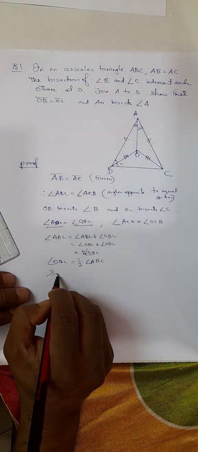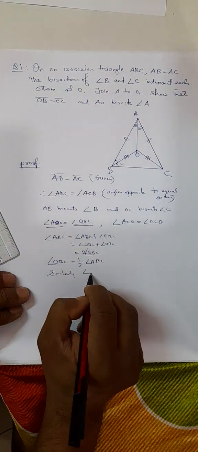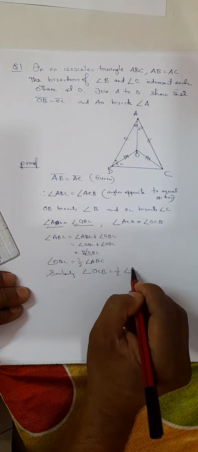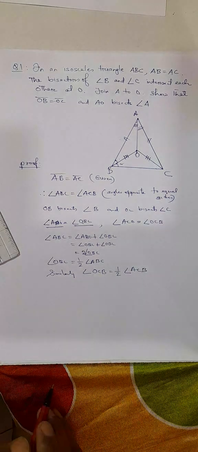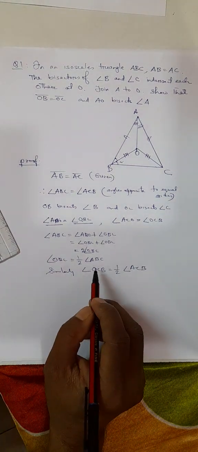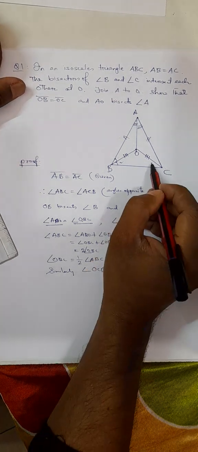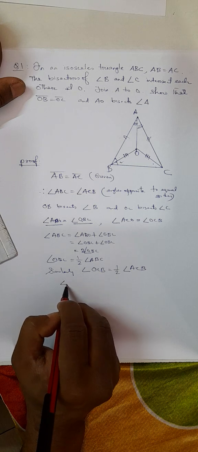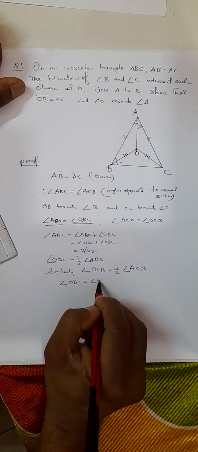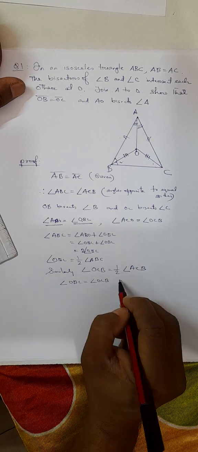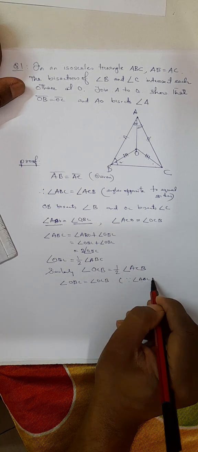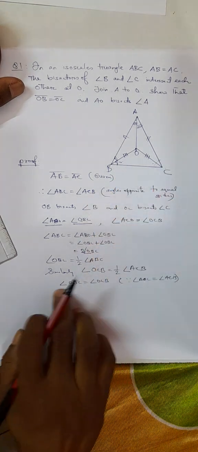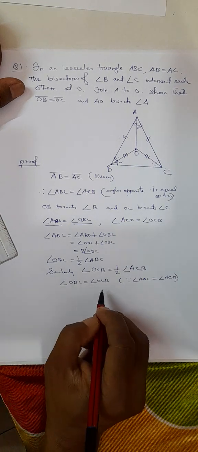Similarly, angle OCB equals half of angle ACB. So we find that OBC equals half of ABC, and similarly OCB equals half of angle ACB. Therefore, angle OBC equals angle OCB. Why? Since angle ABC equals angle ACB, these two angles are equal, so their halves will be equal. Right? OBC equals OCB.